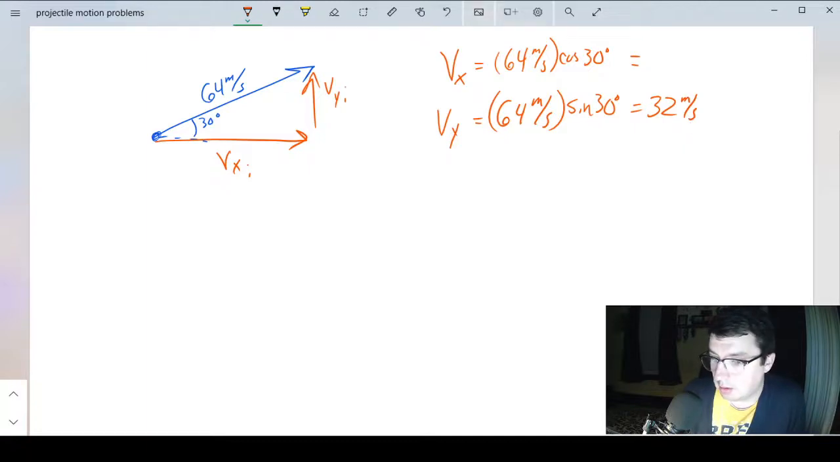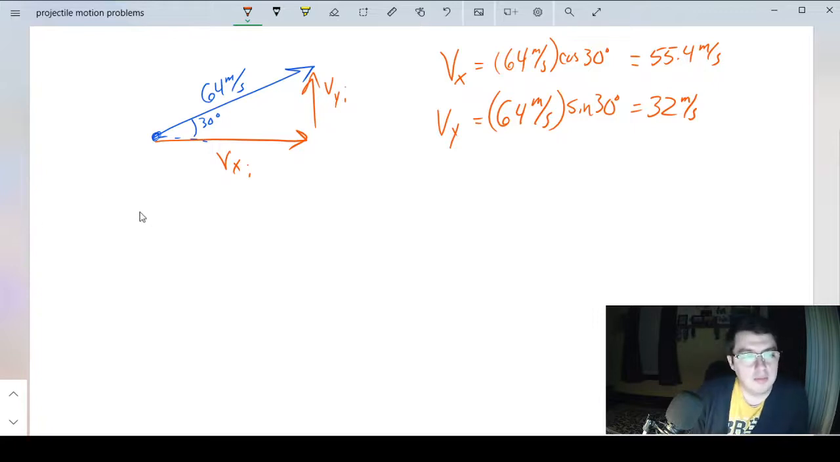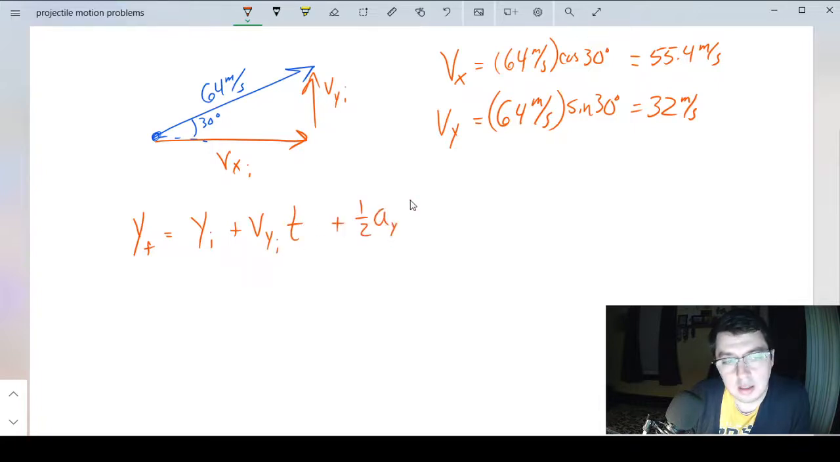And let me pause and find a calculator. In the x direction, that velocity is 55.4 meters per second. So the questions we were asked is how long does it take and how far does it go? Well, let's think about that time first. We know that we have the following relationship in the y direction. Y final is equal to y initial plus Vy initial times t plus 1/2 Ay t squared.